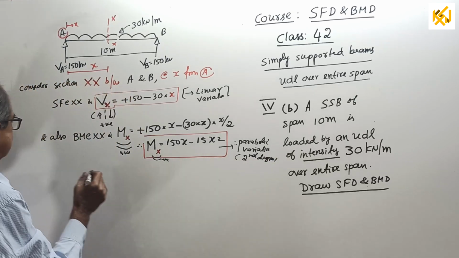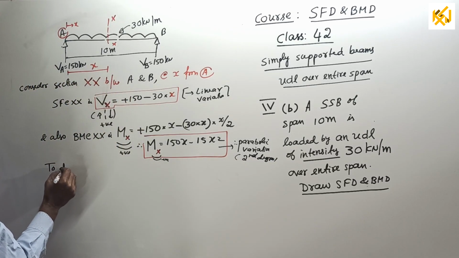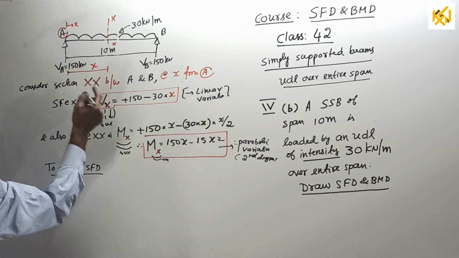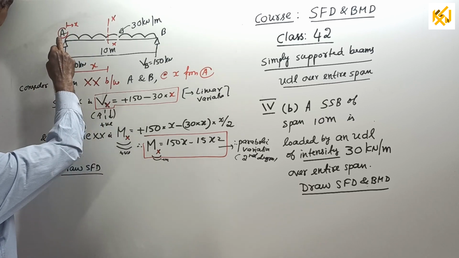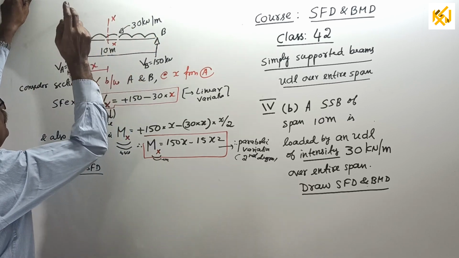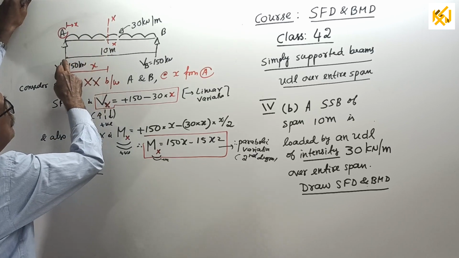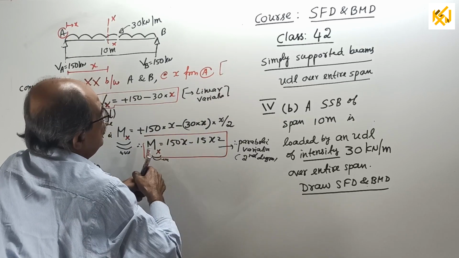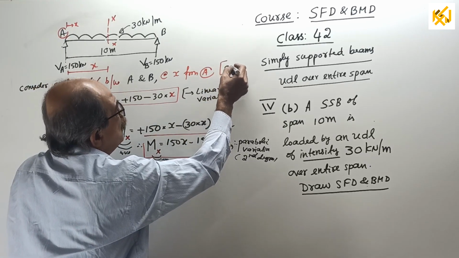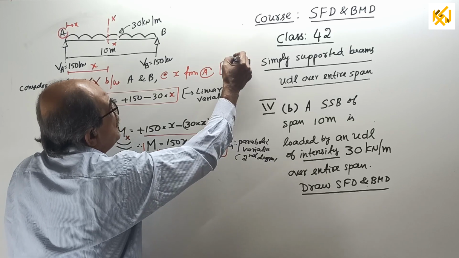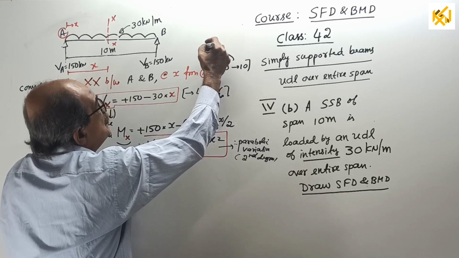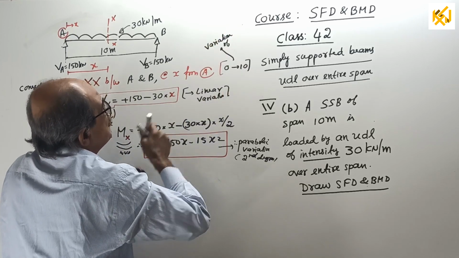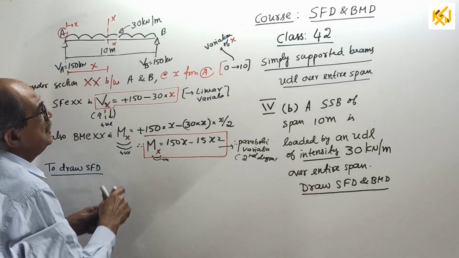Now start. First, to draw SFD, what do you require? You know the expression for shear force at any section between A and B, and remember this x will vary from 0 to 10. You can make a small note here if you want. I write here 0 to 10. Those who want can write here. This is how x varies. Variation of x. And next time I won't write these things. Understood? Okay, 0 to 10.